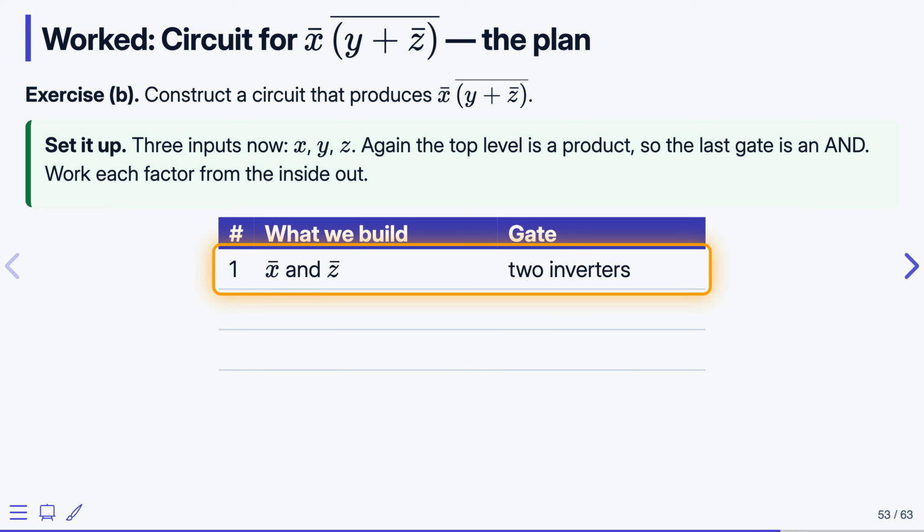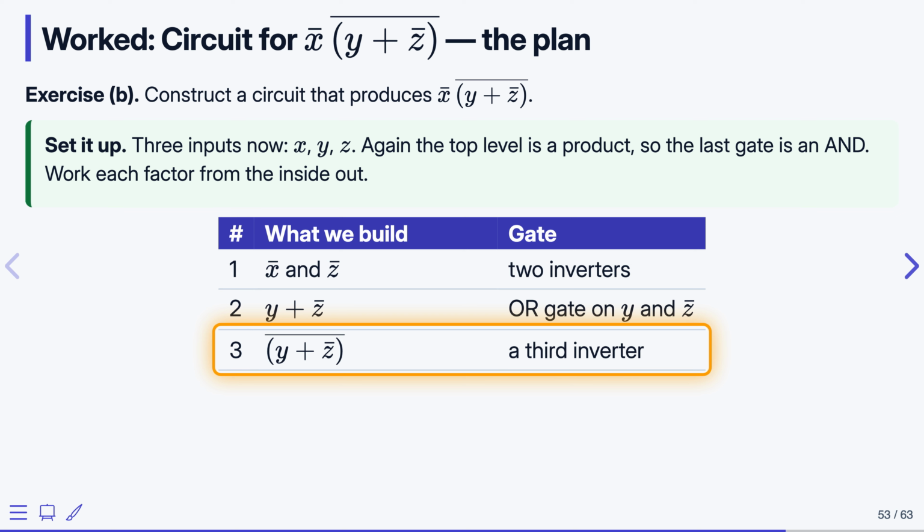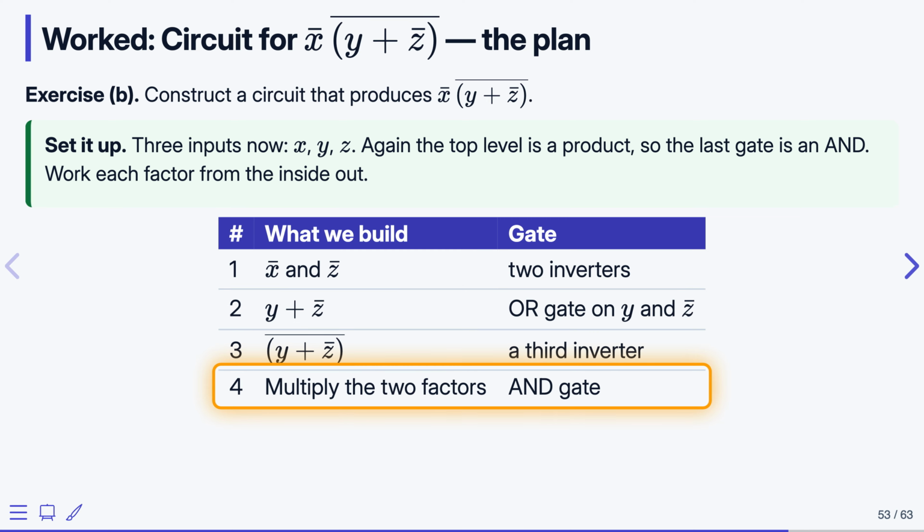Step 1. 2 inverters. One turns x into bar x, the other turns z into bar z. Step 2. Feed y and bar z into an OR gate to make y plus bar z. Step 3. That whole sum sits under a bar, so send it through a 3rd inverter. Step 4. Finally feed bar x and that complement into the AND gate. 5 gates in all.